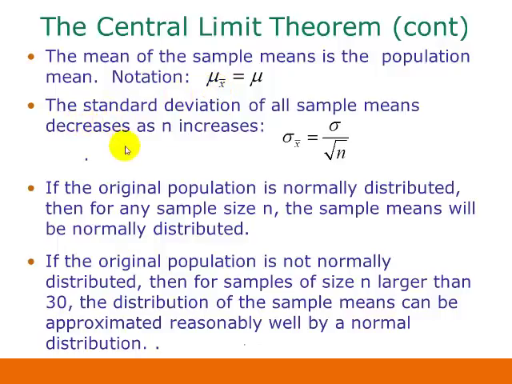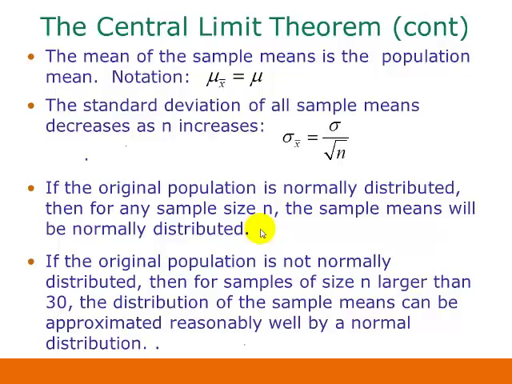For the standard deviation of the sample means, this one you have to do a little bit with. The standard deviation decreases as n increases. And how we actually get it, this is our standard deviation for the sample means: you take your original population standard deviation and divide it by the square root of the sample size. So you can see looking at this formula that as n gets bigger, you're dividing by a bigger number, which would make this overall value smaller.